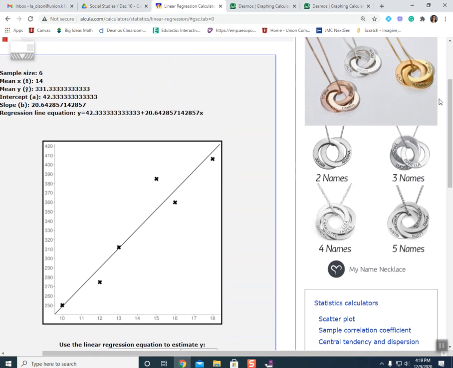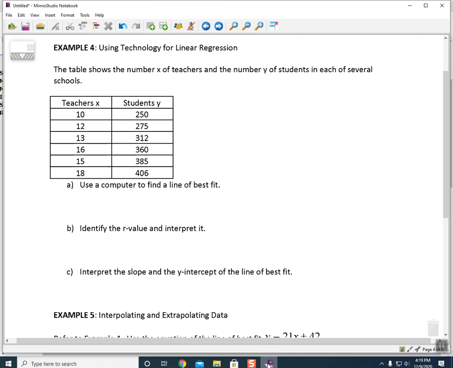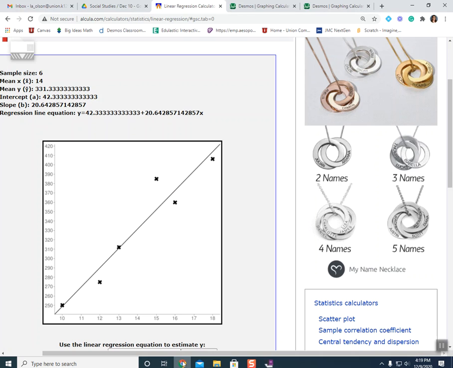Okay, so our equation for our line then is 42-ish plus 21x. I'm going to flip that around because that's how we're used to reading it. So y equals 21x plus 42. That's the equation that it came up with. Okay? Now I want to know what is the R value or the correlation coefficient and interpret what that means.